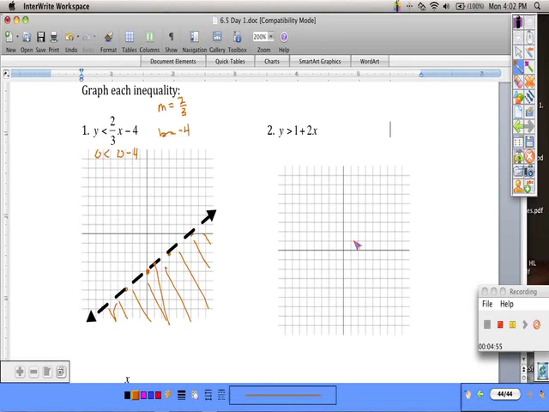The second one, the slope is 2 over 1. The y-intercept is 1. So up 2 over 1 from that y-intercept value. And we can extend the line going the other direction as well. Dashed again, because there's no or equal to. And here y is greater than, I'm going to shade above this line. Y values bigger are up. Right there.